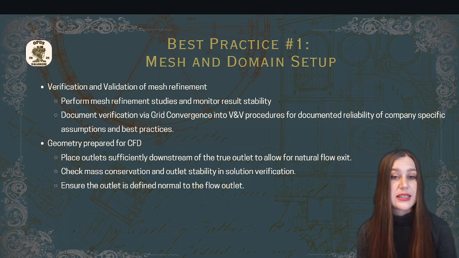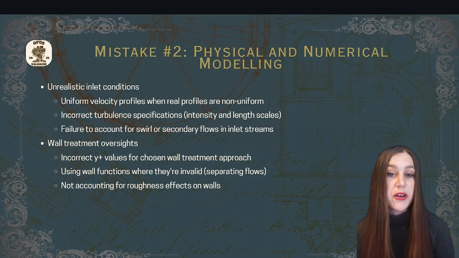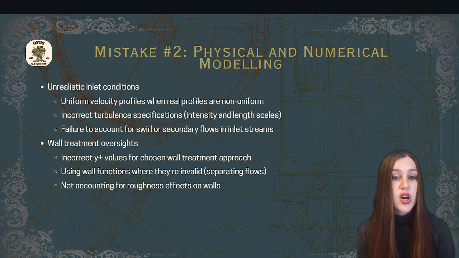for numerical stability. When addressing physical and numerical modeling, there are mistakes pertaining to unrealistic inlet conditions, where a uniform velocity profile is applied when the true velocity profile is non-uniform. You might have turbulence specifications done incorrectly, meaning your intensity and length scales, or you might have failed to account for secondary flows in the inlet stream.